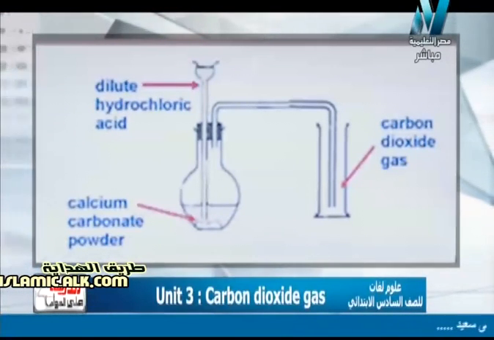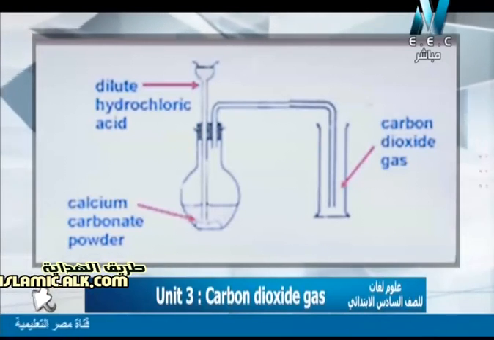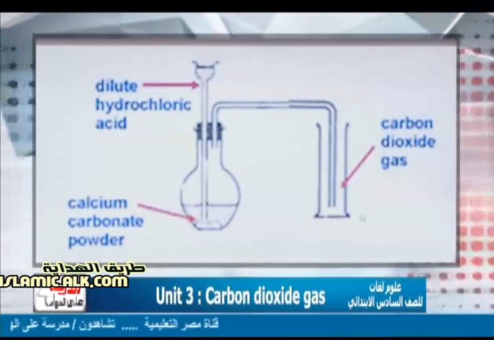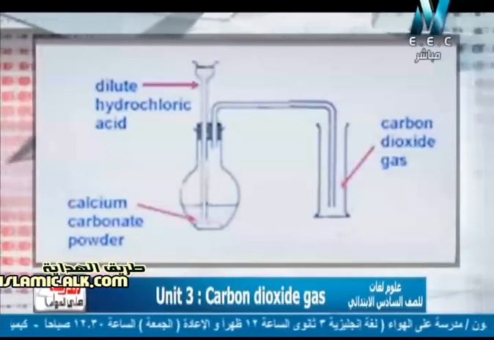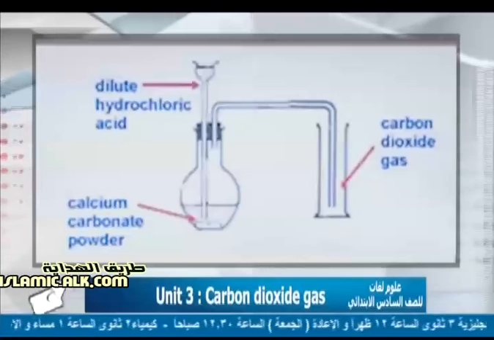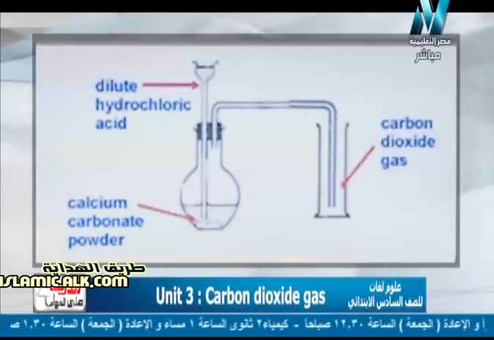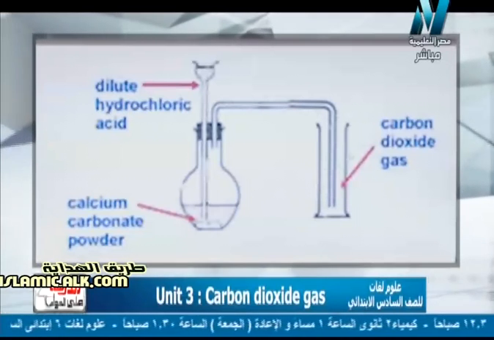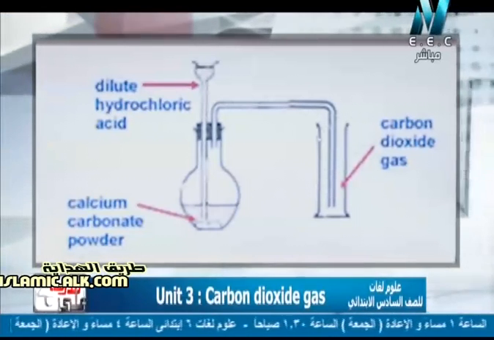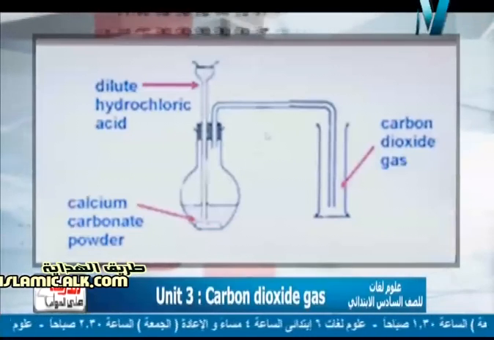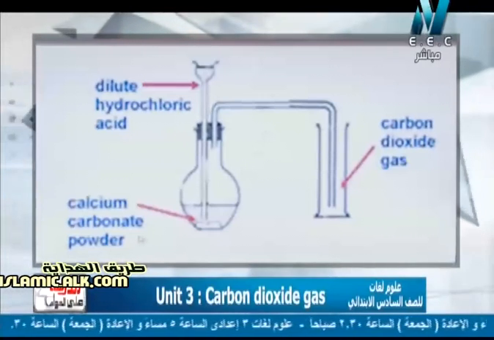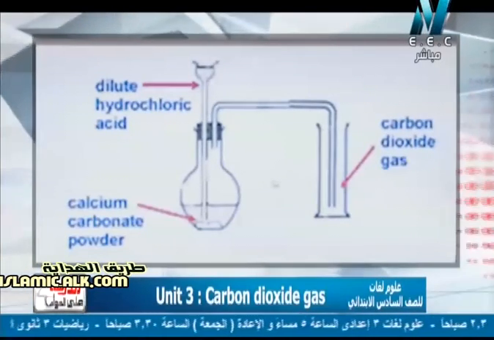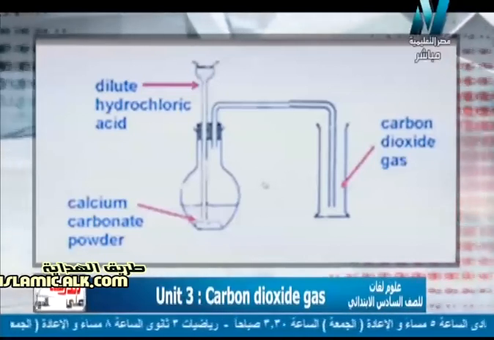So how can I collect carbon dioxide gas? I can collect carbon dioxide gas by removing air. It will enter through this tube, look at the picture again please, and it will do a process we call upward displacement of air. The carbon dioxide gas will come out of this tube, pass into this test tube and remove the air, because carbon dioxide gas is heavier than air, so it does an upward displacement of air. But we cannot use water at all in the preparation of carbon dioxide gas.